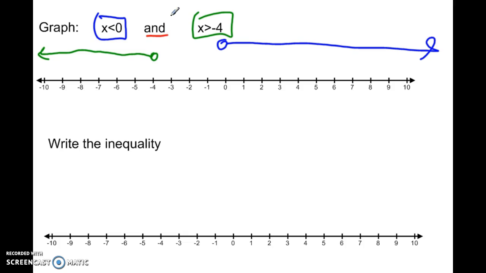I want the overlap of those two graphs. So where's the green graph and the blue graph overlap? Is there any overlap there? There is no overlap. So my graph is empty. Don't really have a solution there, and my answer is the empty set.